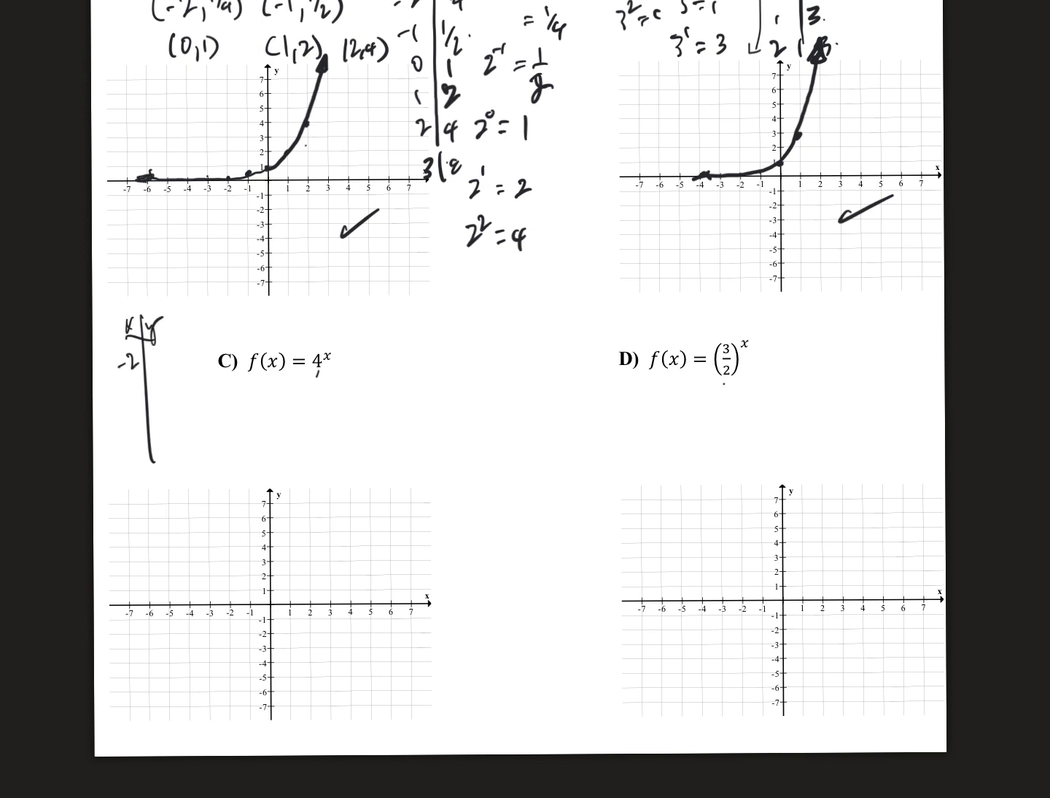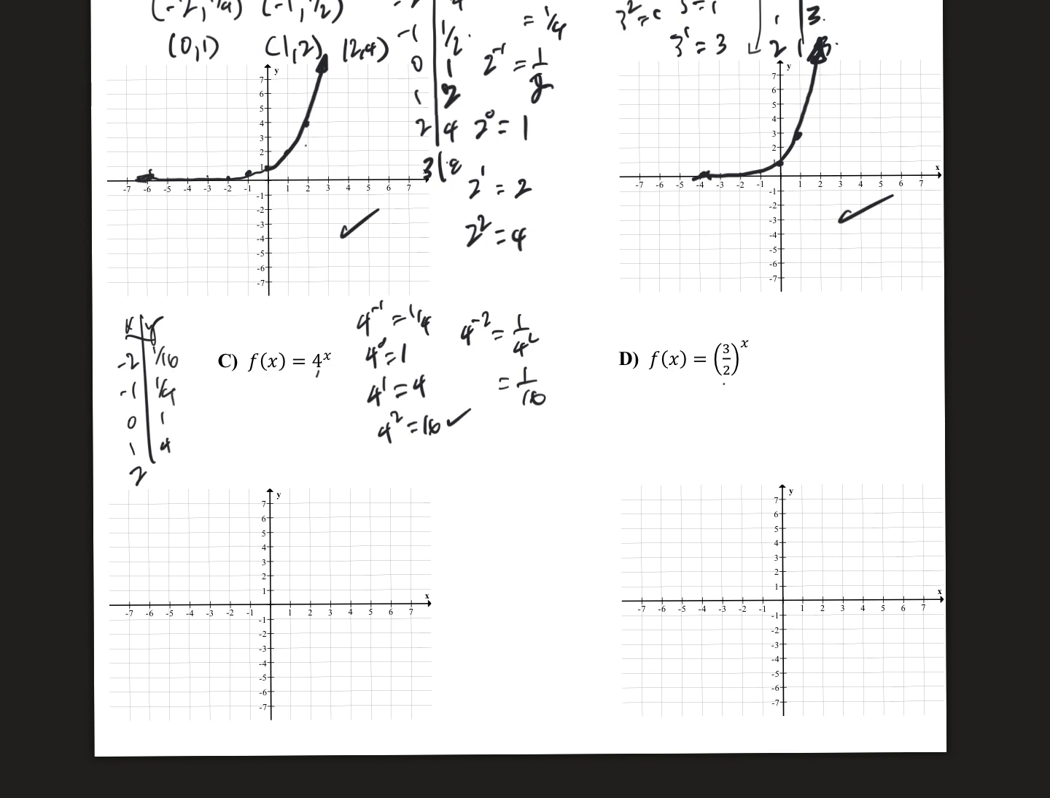So again, let me use -2, -1, 0, 1, and 2. 4 to the 0 is 1. 4 to the first would be 4. 4 squared is 16, so you can see that it's getting big really fast. 4 to the -1 would be 1/4, and 4 to the -2 would be 1/4 squared, which is 1/16. So there are our points to plot.